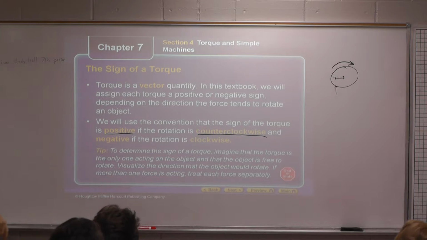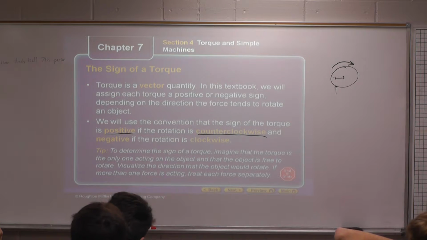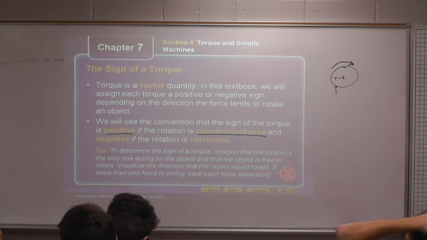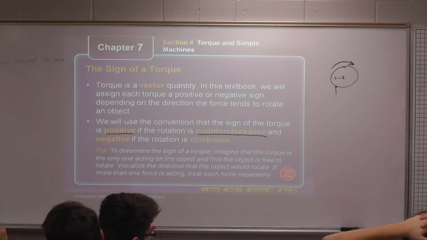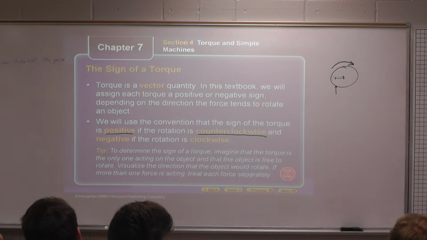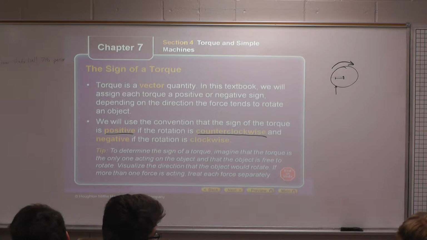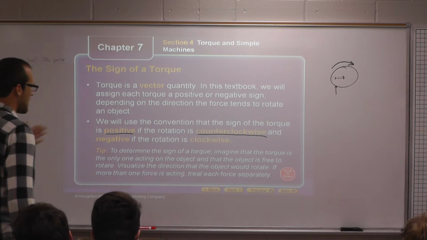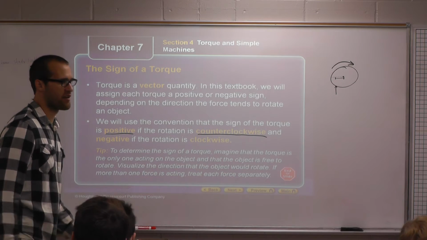If it gives us a word problem and it says rotates to the left, will it always be counterclockwise or clockwise? It'll always be counterclockwise or clockwise. Okay. This is a tip there. Let me read it. To determine the sign of torque, imagine that the torque is the only one acting on the object, and the object is free. That's just saying, if you look up here, you got that force, imagine which way it would rotate, you could probably figure it out.